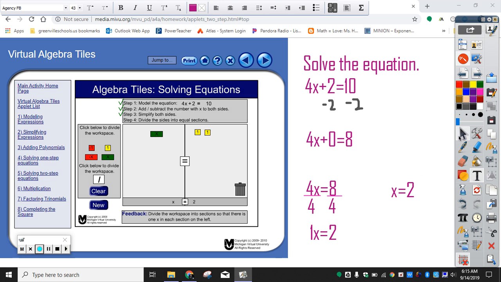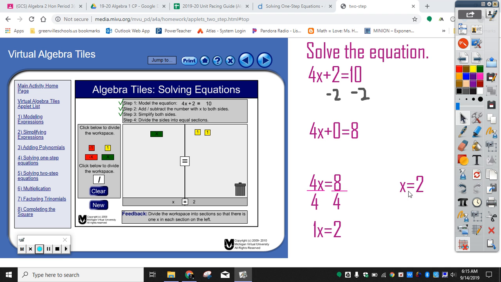So I arrived at the same solution using inverse operations here, or using that concept of inverse operations in a balancing scale with the algebra tiles.